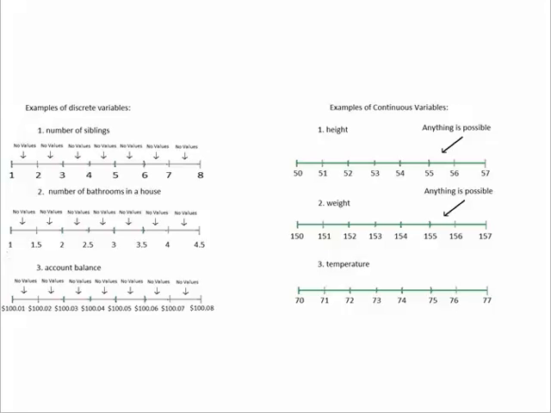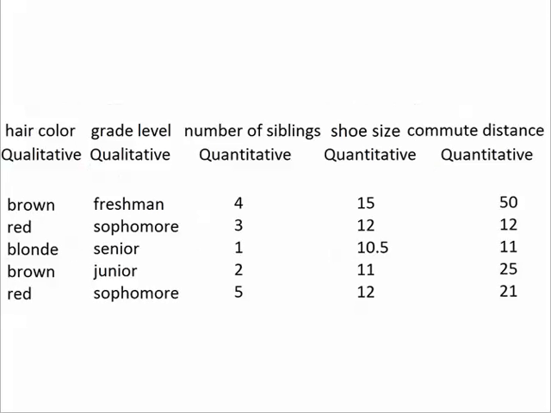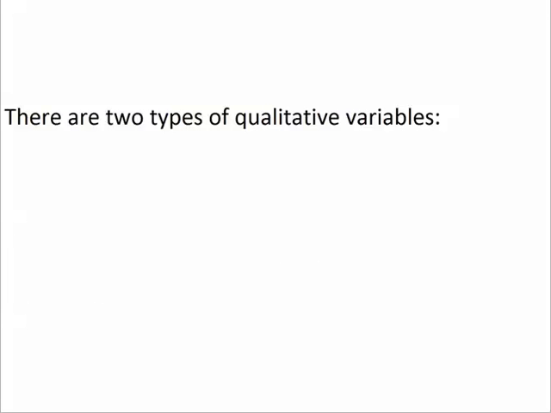We've talked about the two types of quantitative variables. Now we can talk about the two types of qualitative variables. Remember that a qualitative variable involves types of things, or categories. One type of qualitative variable is called an ordinal variable. An ordinal variable is a qualitative variable in which the possible categories follow in order from lowest to highest. Grade level is an ordinal variable because the possible categories follow the order of freshman, sophomore, junior, and senior.